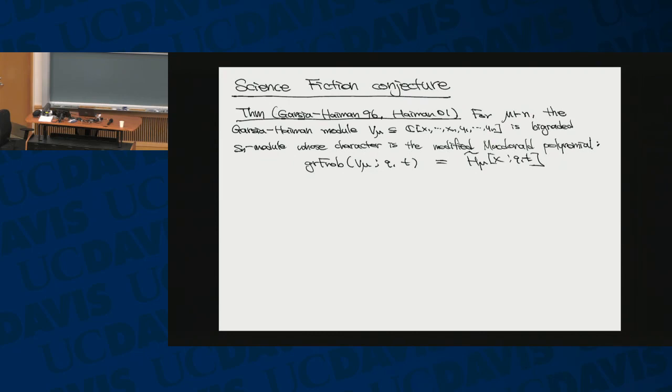And they conjectured that the character of this Garsia-Haiman module is the Macdonald polynomial. And Haiman eventually proved this, thereby proving the Macdonald positivity conjecture, because since the Macdonald polynomial comes from a genuine S_n representation, it should be Schur positive.